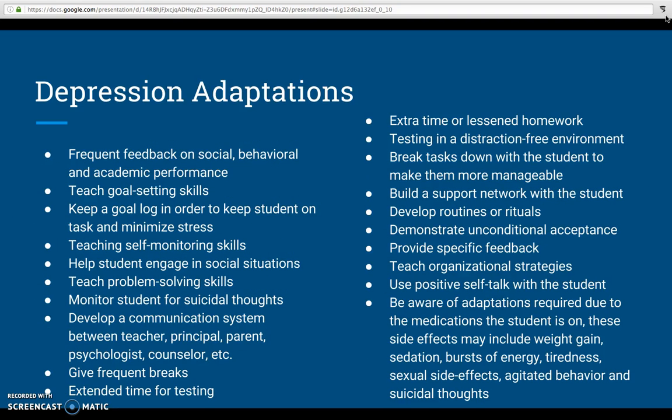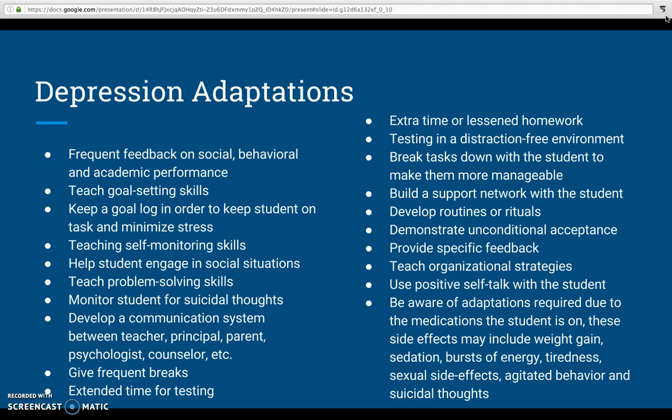Some adaptations for these are frequent feedback on any type of performance that the student may have. You have to make sure to teach them different goal-setting skills. You have to keep a goal log, that way they can understand that they're making achievements and reaching them, and you have to make these goals achievable. This way the student has a sense of purpose, and it allows them to feel like they have achieved something as opposed to just being so hard on themselves.